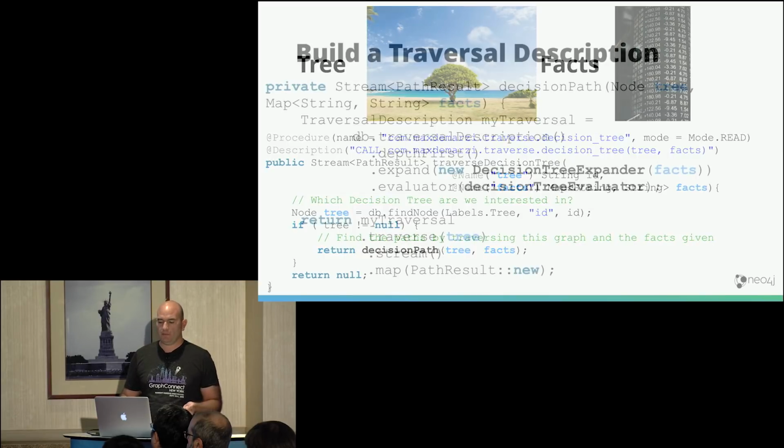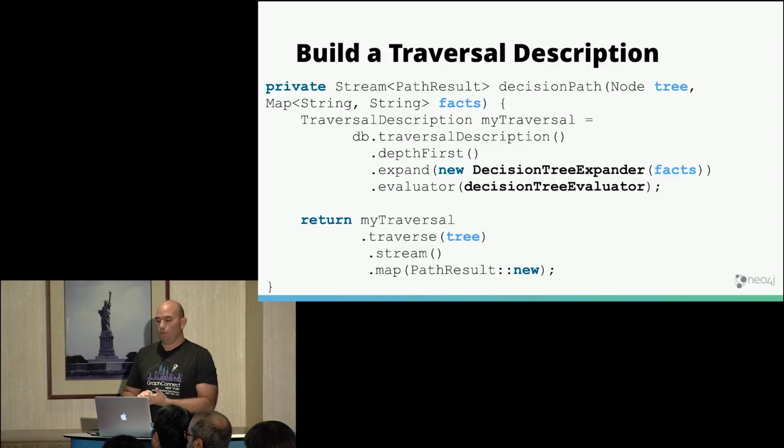So let's look at the decision path. We need to build a description, like I mentioned. We're going to go depth first, easy enough. We're going to expand using a decision tree expander, which we're going to pass facts into. And every time we traverse, we're going to pass in new facts. That's why we're creating a new one every time. And then the evaluator is just a decision tree evaluator, which we create once. I'm going to go over these, but just understand depth first, using a custom expander, using a custom evaluator. Okay? And then we're just going to traverse from the tree down. That's what the last part says.